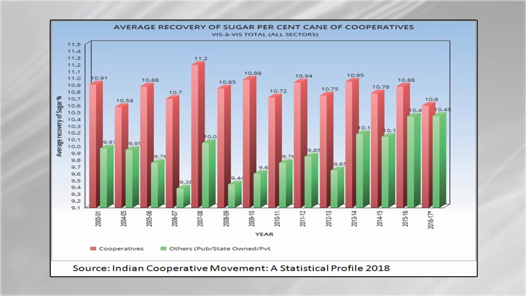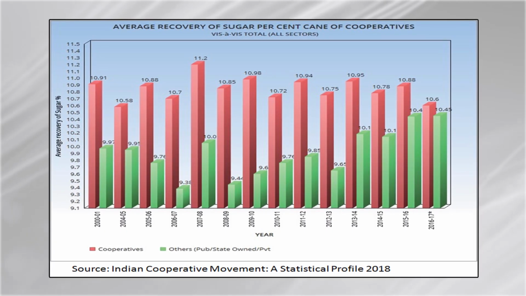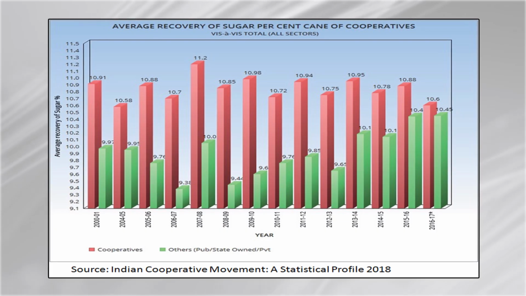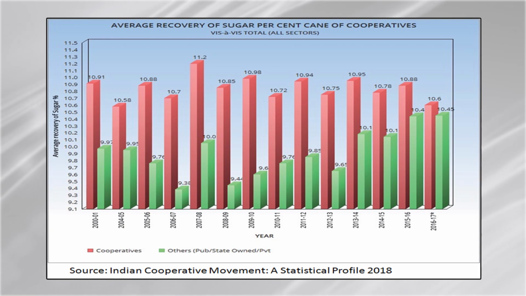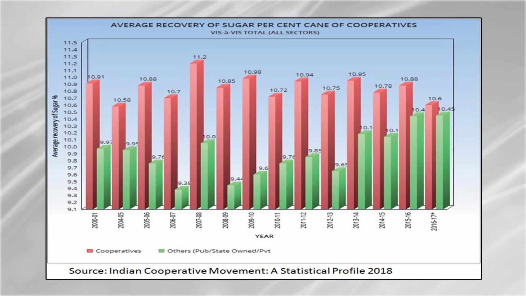This was the maximum recovery by the sugar cooperative societies as compared to the total as a whole. We see there was only 10%. So there is 1.2% more recovery in the case of the cooperative societies. So it shows the efficiency of the plant. The cooperative sectors are more efficient in recovering sugar when we compare them with the public, private and cooperative sectors altogether. So even in the year 2016-17 the recovery from the cooperative sector was 10.6%.